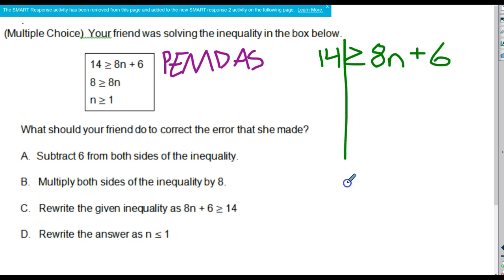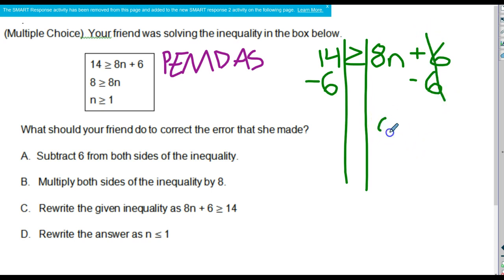Remember too, we might even make these little lines like this to separate our inequality into two separate parts. So I'm going to get rid of the plus 6 by subtracting 6, and whatever I do on one side, I have to do on the other side. So over here on my right side, plus 6 minus 6 cancels out. I'm left with just 8n. My sign will stay the same. And over here I have 14 minus 6, that leaves me with just 8.